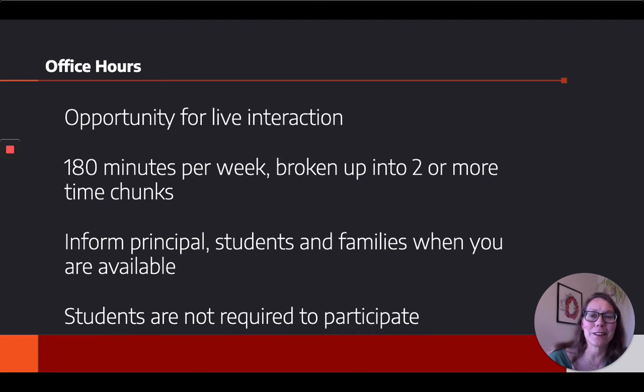Speaking of office hours, this is your opportunity for live interaction. We're asking for 180 minutes per week, broken up into 2 or more time chunks. It would help families probably if those time chunks are consistent from week to week, but maybe not always at the same time. So maybe it's Monday in the morning and Thursday in the afternoon, so that kids have different places where it might fit into their schedule. Make sure that the principal, students, and families know when you are available.